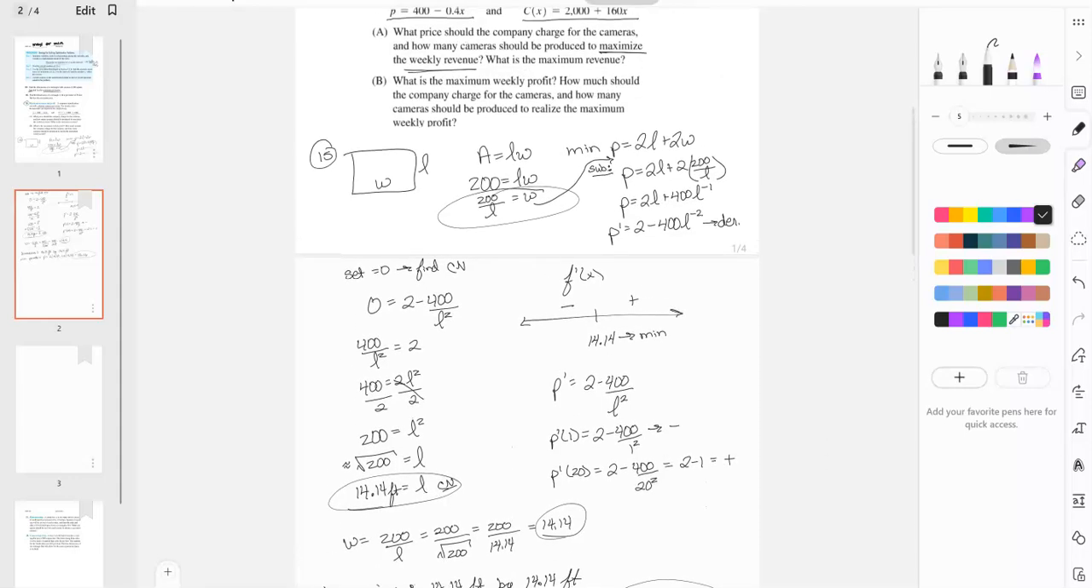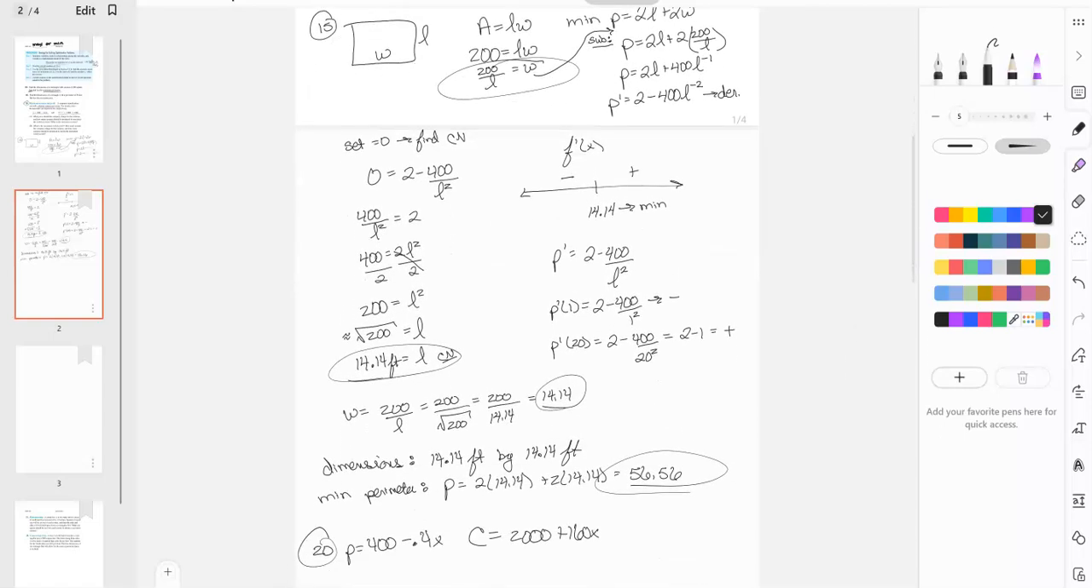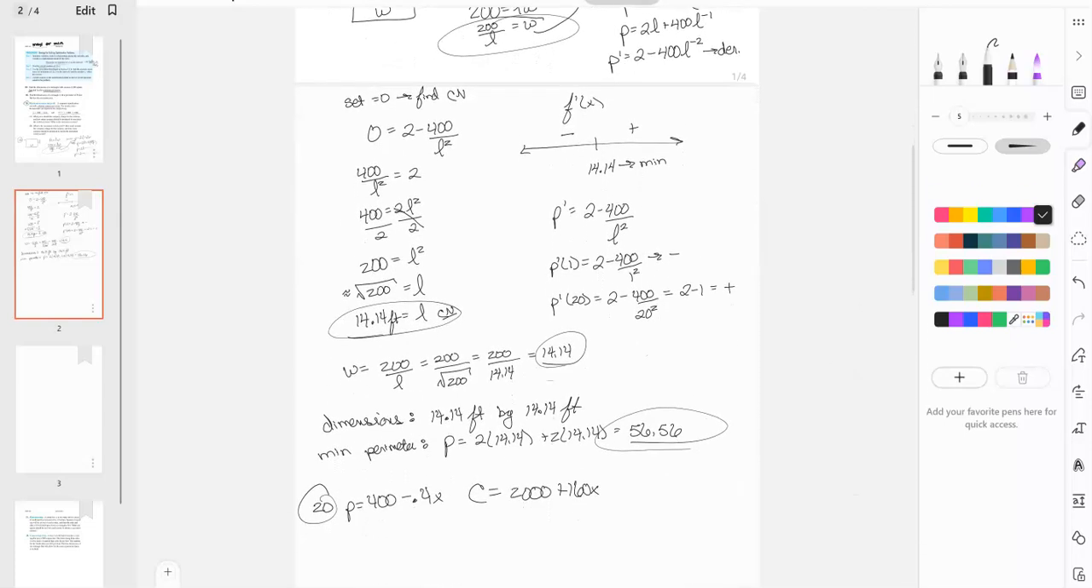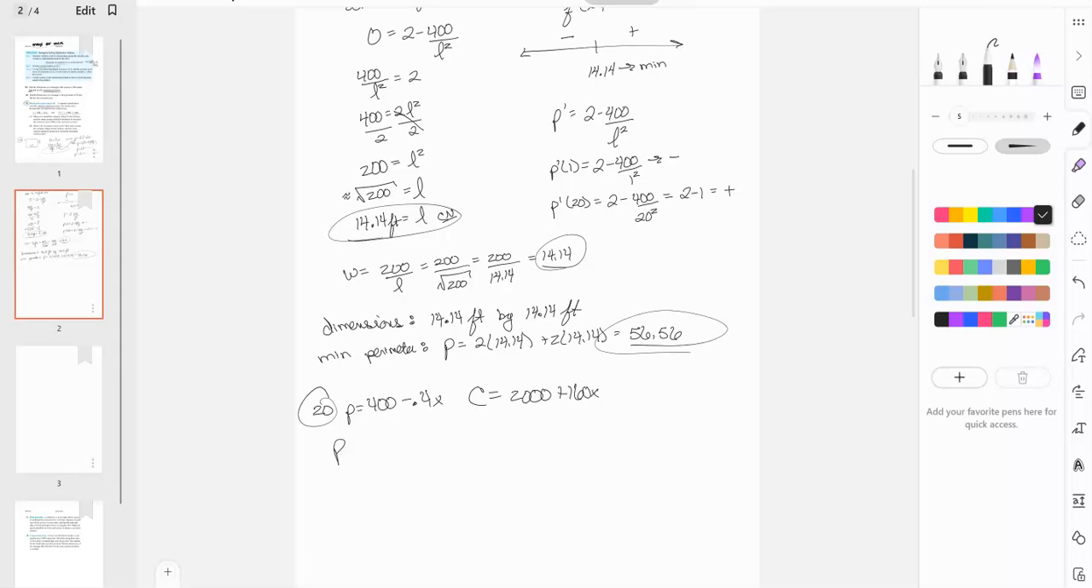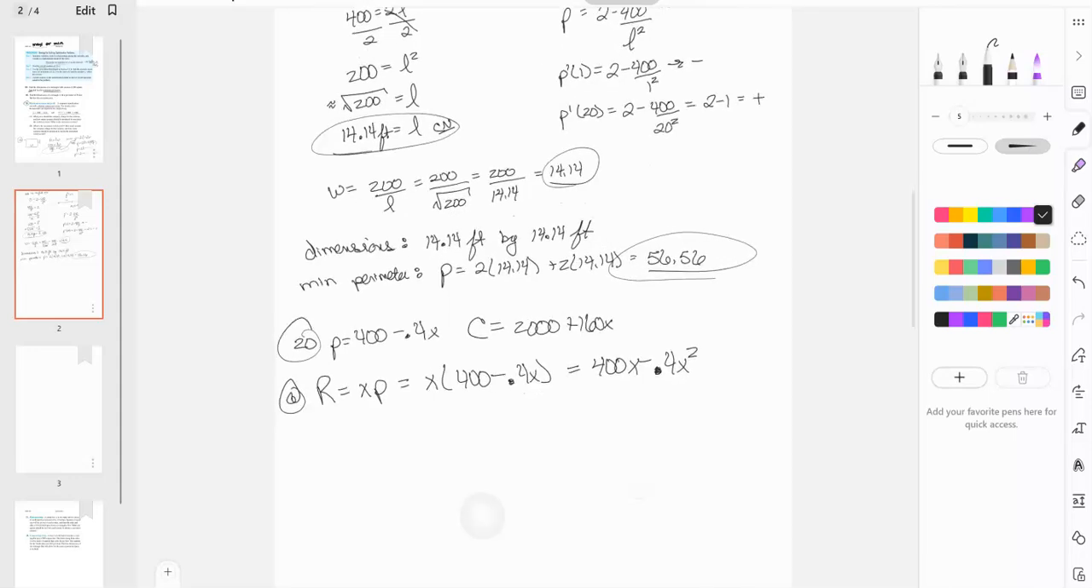I'm copying my equations down here. So we have 400 minus 0.4x and 2000 plus 160x. So revenue is how many cameras you sell times the price. So it's going to be x times 400 minus 0.4x. And we're going to distribute that. So we're going to get 400x minus 0.4x squared. So there's my revenue equation.